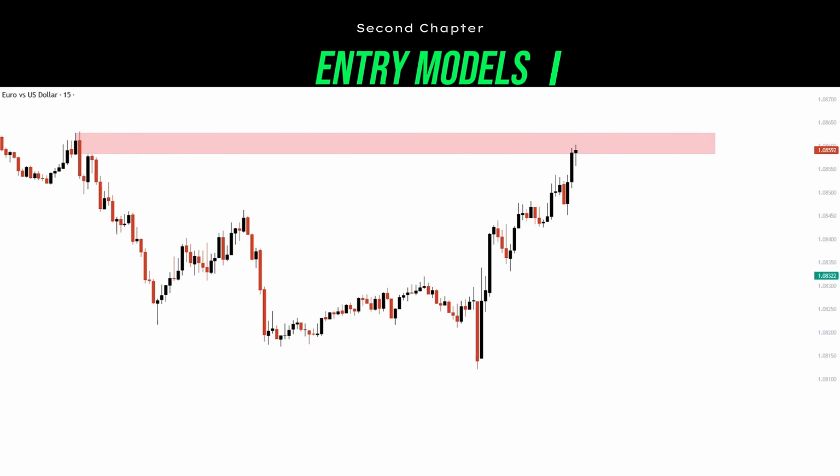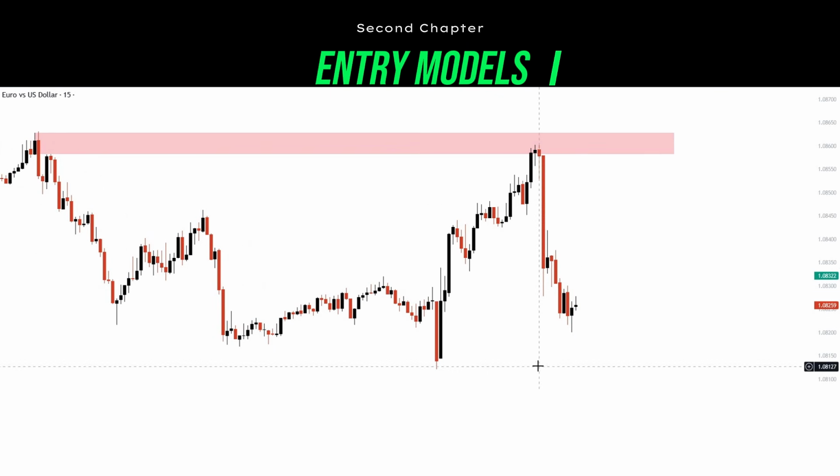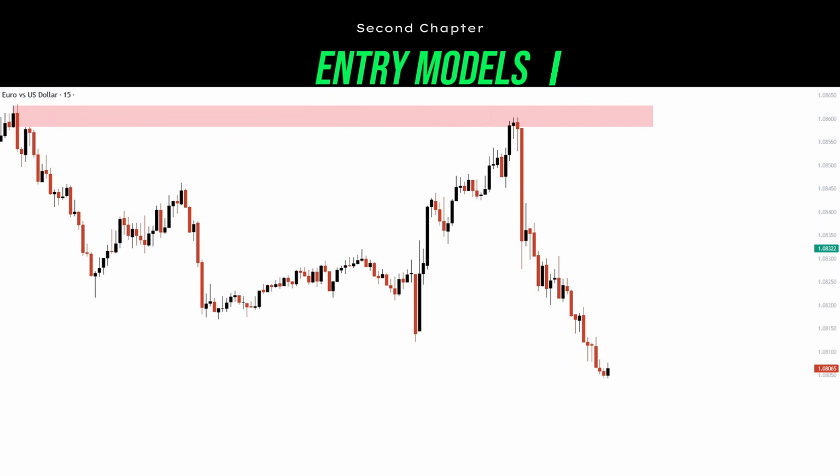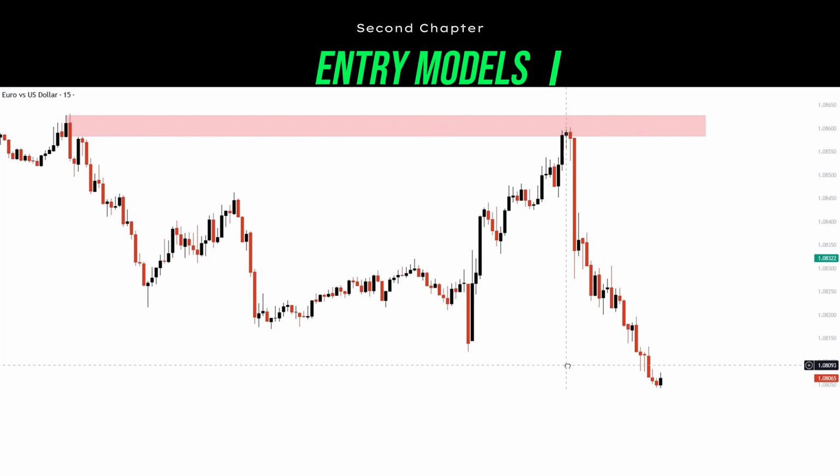So it finally rebalanced the market, and it met our expectations to reject to the downside. And soon after it also broke the lows, essentially continuing the downtrend.